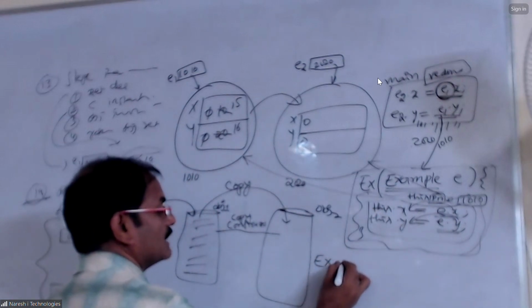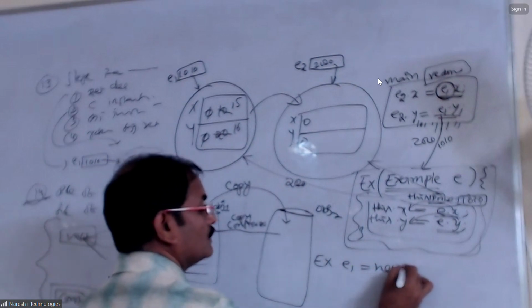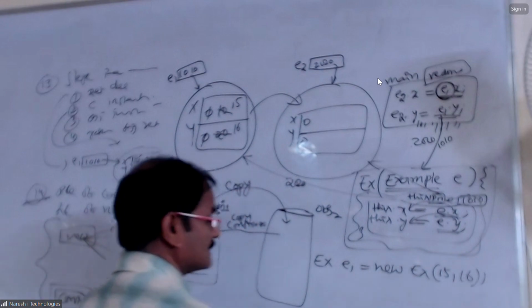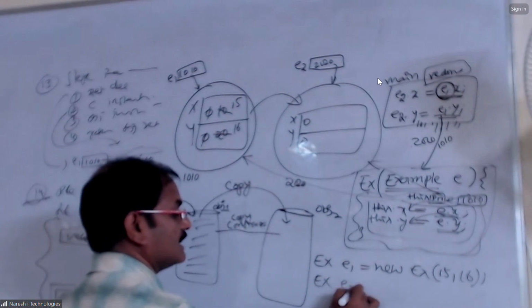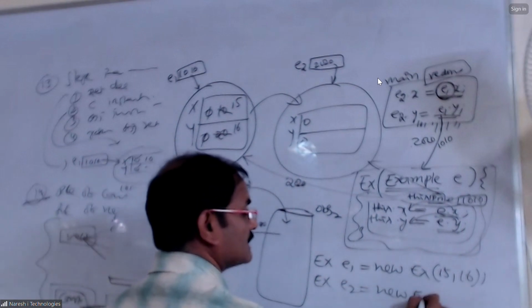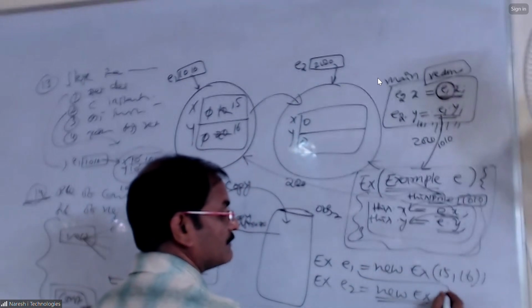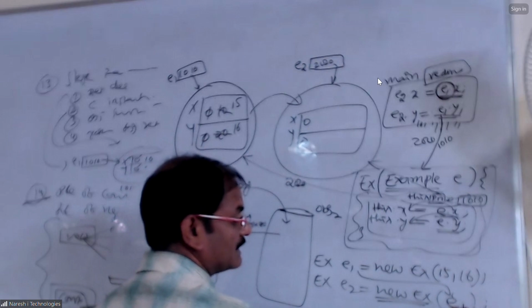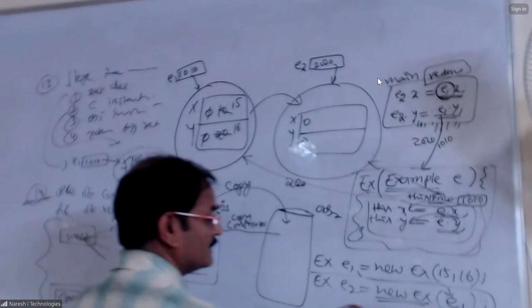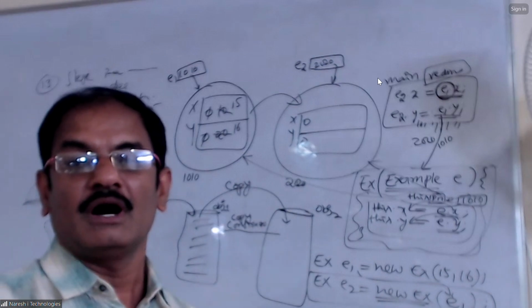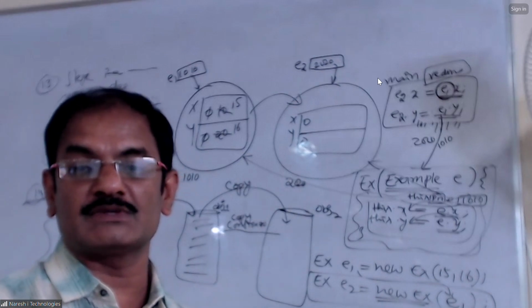First I have to create an object: Example e1 equal to new Example, passing 15, 16. Then I have to create Example e2 equal to new Example. I want to create the second object by copying the data available in the first object. So what should I write here? Example e2 equal to new Example of e1. Catch my point? So how to pass an object? That is what you have to understand.